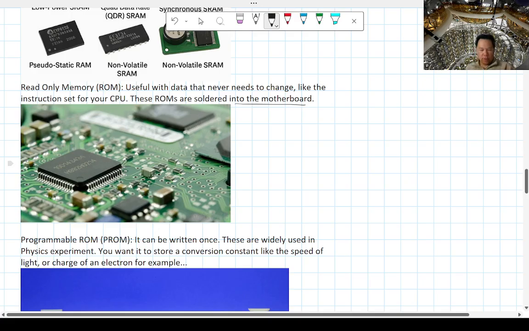You'll see little square chips like this where it basically tells the computer, oh, this is the path if you want to go to the USB. This is the path if you want to go to the Ethernet. Because this is information that never changes once the motherboard has been designed, you don't need to change it. And so that's why you put it into read-only memory. So when it's manufactured with those particular instructions already, you cannot change it. Okay.